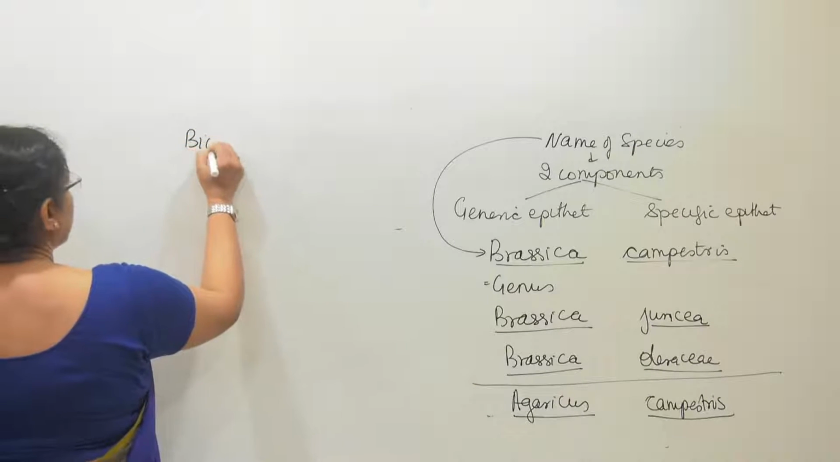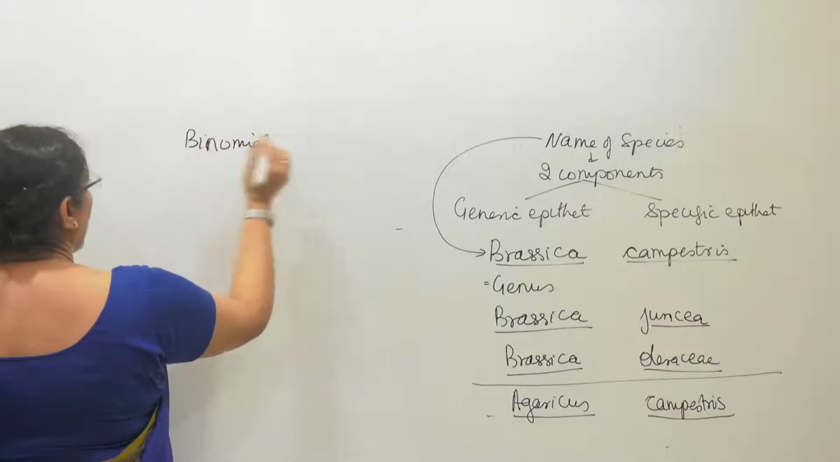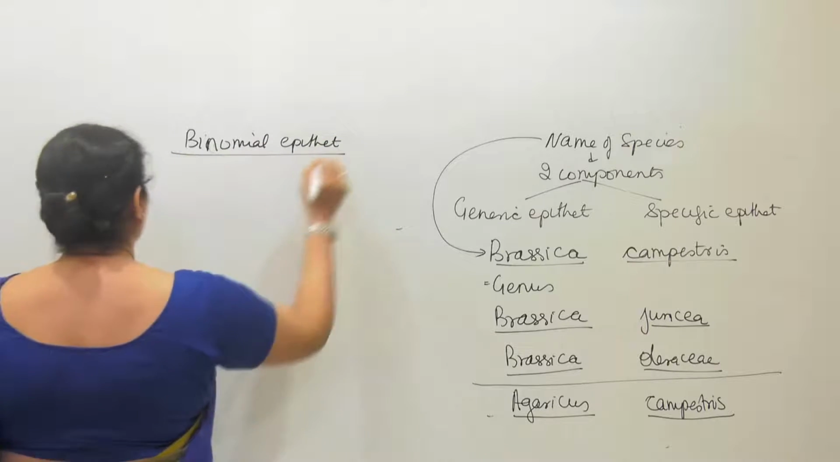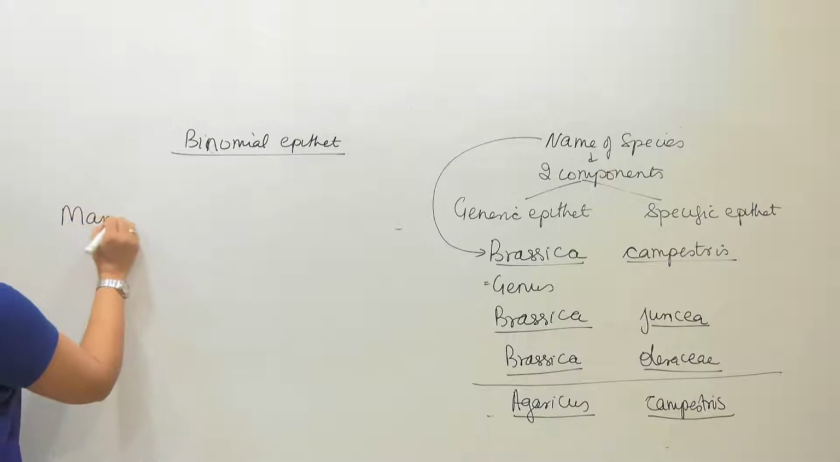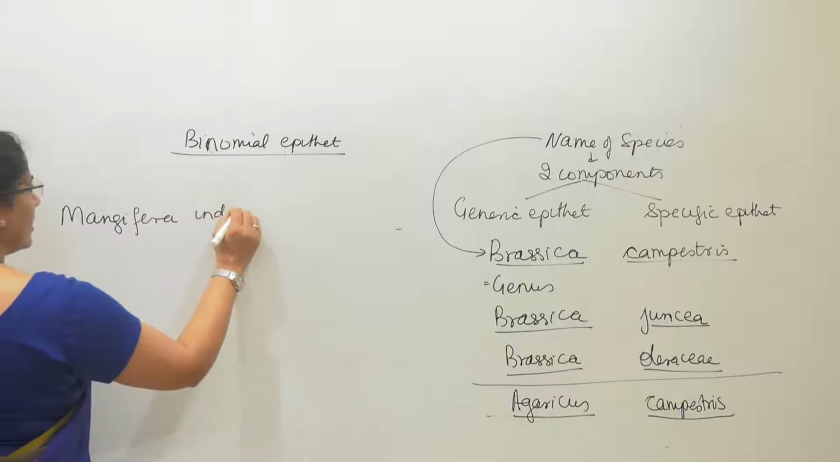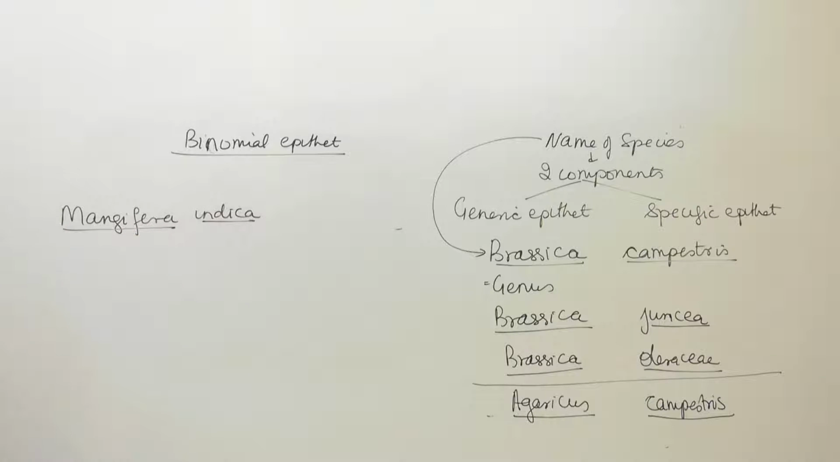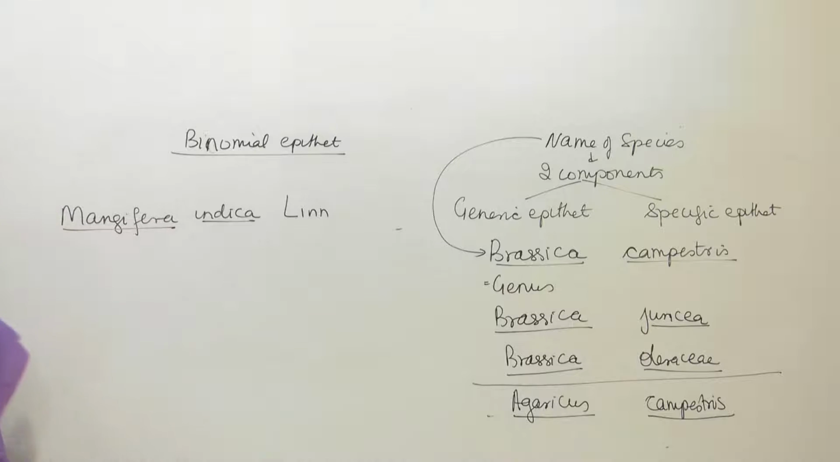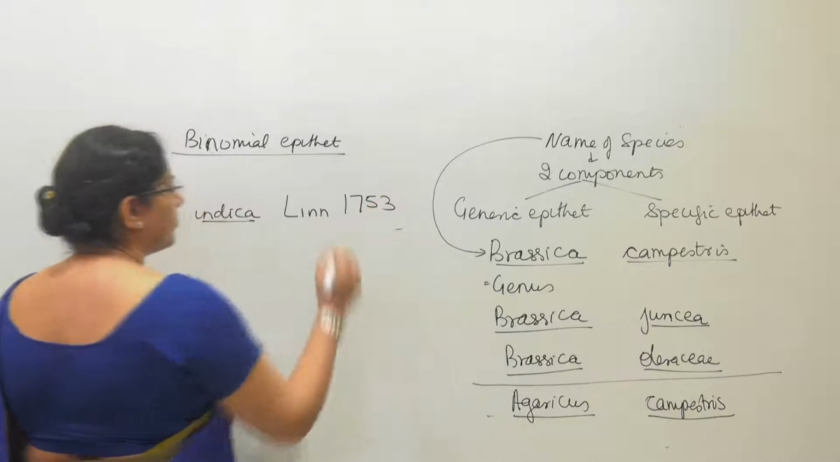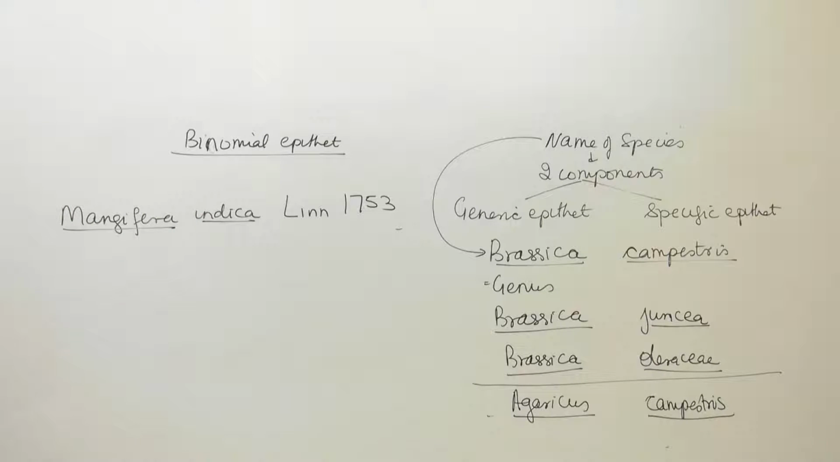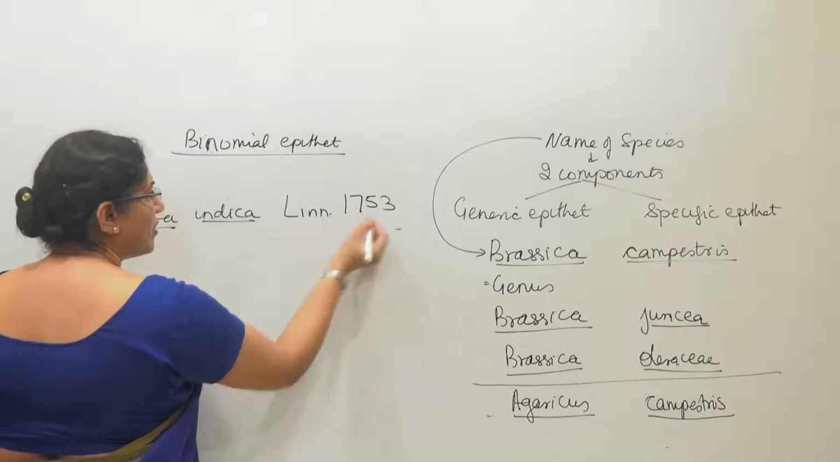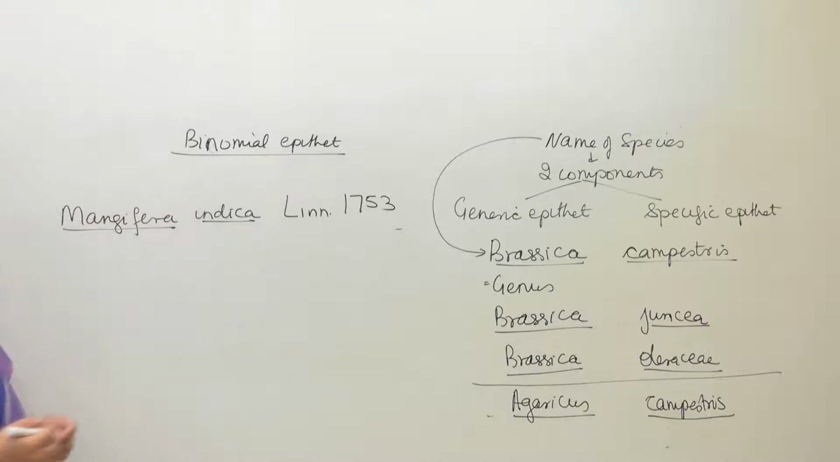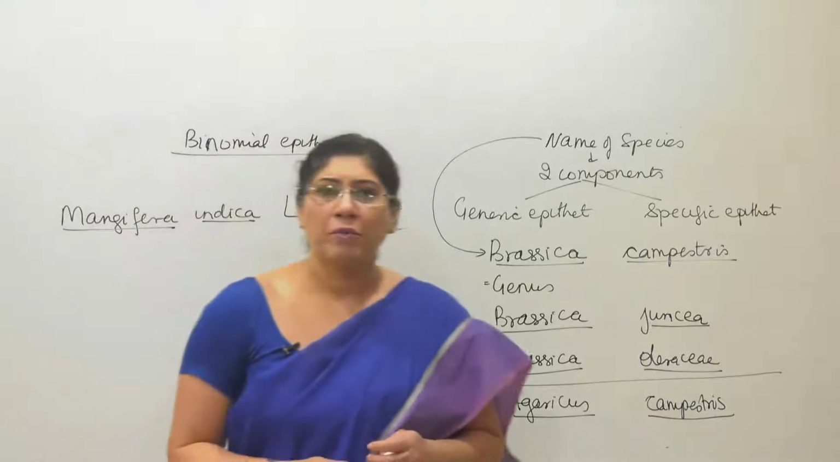A binomial epithet will have the scientific name, for example, Mangifera indica. It will then be followed by the name of the author and the year of publication. So I may now write L-I-N-N as Linnaeus. Linnaeus, he gave this name in 1753. So name of author and the year. You will not underline Linnaeus in this because it is written in normal English. This is what is written in Latin. This in totality will be called the binomial epithet.